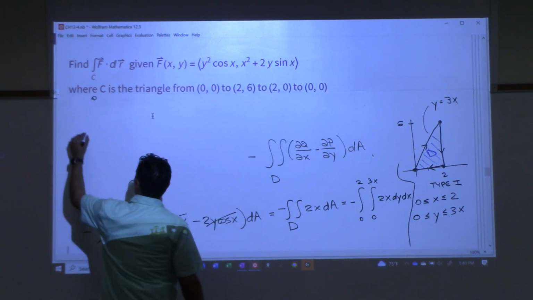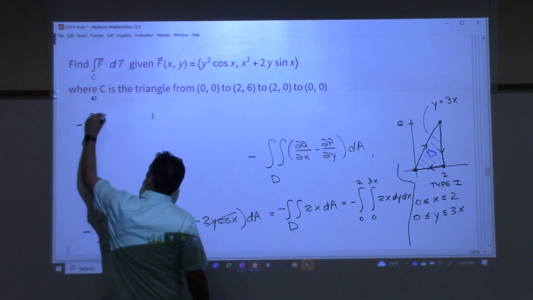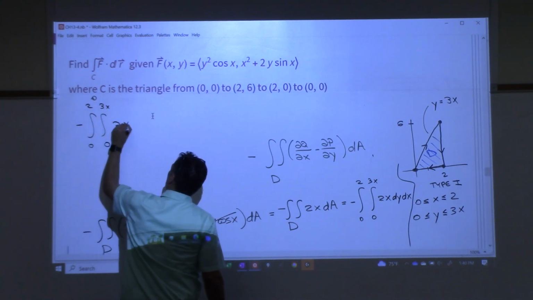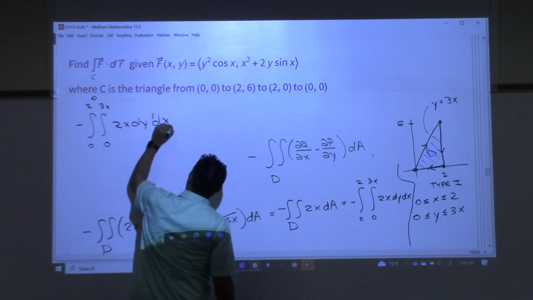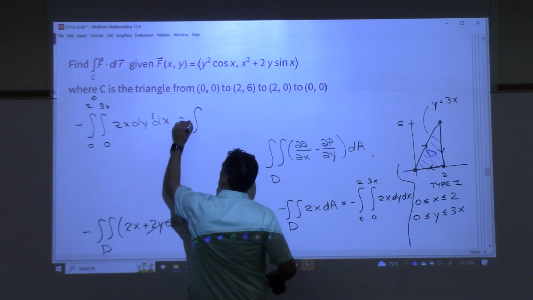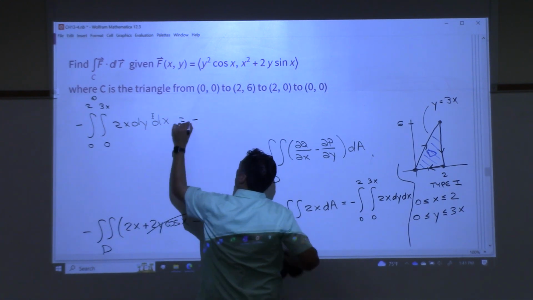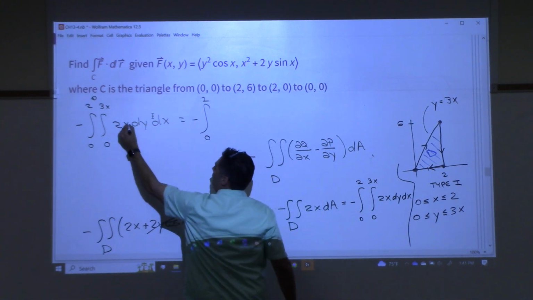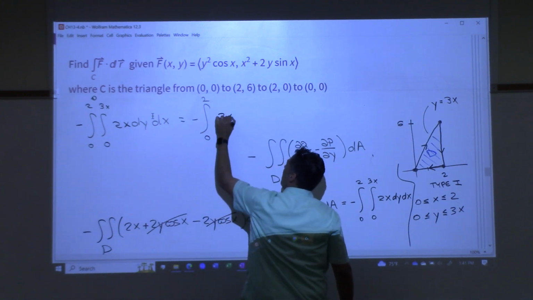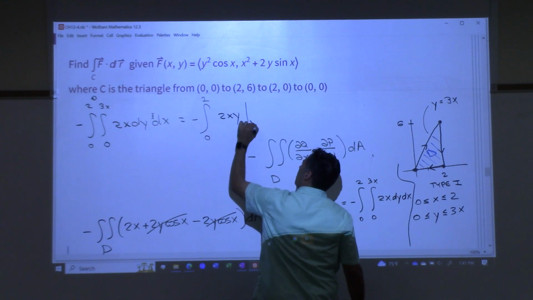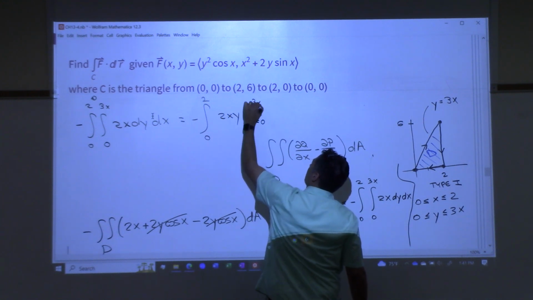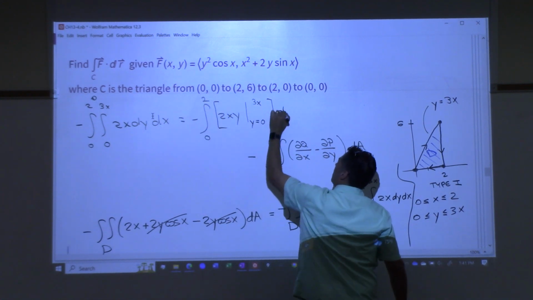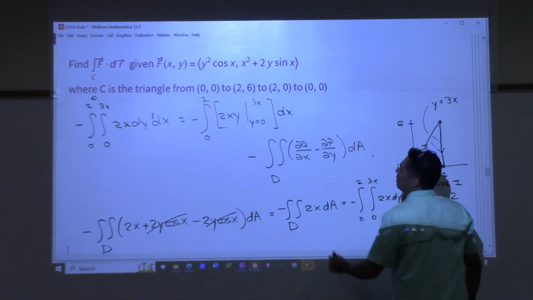All right, let me put it up here so you can see it. Double integral, 0 to 2, 0 to 3x. We're integrating 2x dy dx. So first thing I do is integrate with respect to y, right? So that just turns into 2xy. And I'm evaluating from y equals 0 to 3x. Whatever that all turns out to be, I'm going to still have to integrate with respect to x.